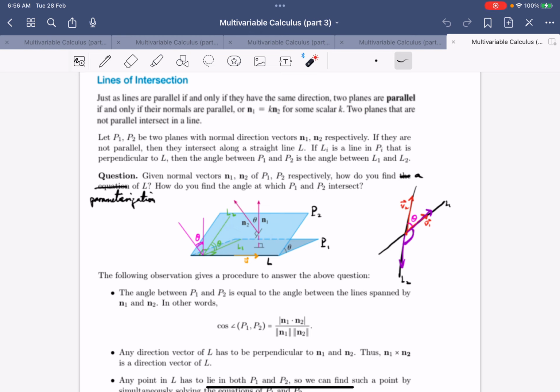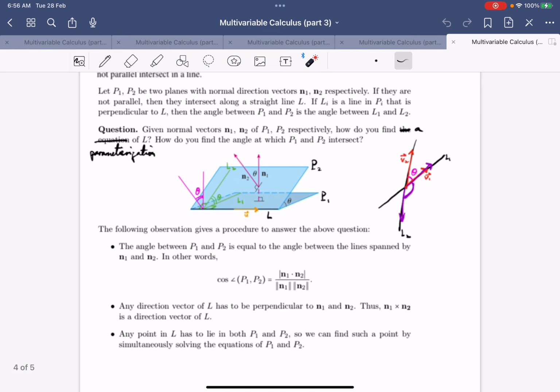And when two planes intersect, you can think of the intersection as a line. How do you find this line? You just take the direction: it must be perpendicular to n1 and perpendicular to n2. So you just need to take the cross product of n1 and n2 to find the direction vector of the line. And then find a common point between P1 and P2, and then you can represent your line already.